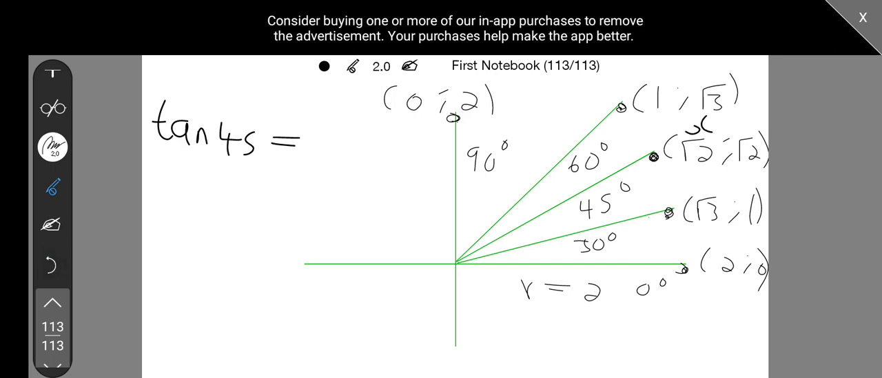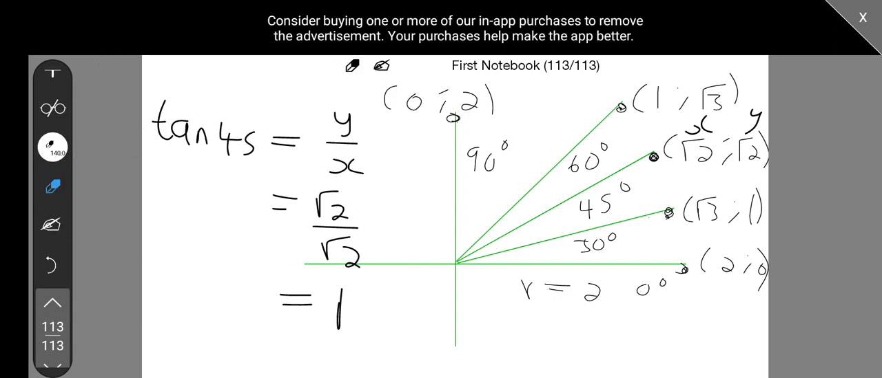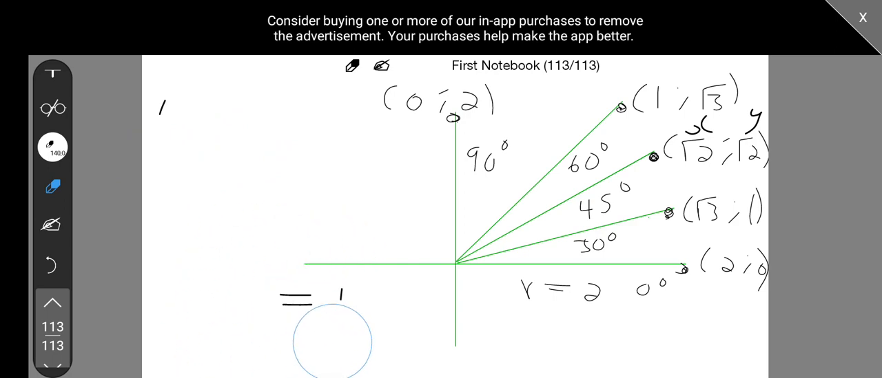Now we want the tan of 45. This is x and this is y, and tan is equal to y over x. What is y? y is √2, and x is also √2. √2 divided by √2, or a number divided by itself, is equal to 1. This means that the tangent of 45 is equal to 1. So this is how we can determine any special angle using the diagram provided.